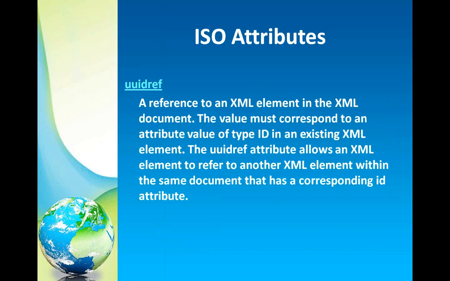A UUID Ref is a reference to an XML element in the XML document. The value must correspond to an attribute value of type ID in an existing XML element. The UUID Ref attribute allows an XML element to refer to another XML element within the same document that has a corresponding ID attribute. So if I already have a UUID in my document elsewhere, I can actually reference that one. Say, just go use this.